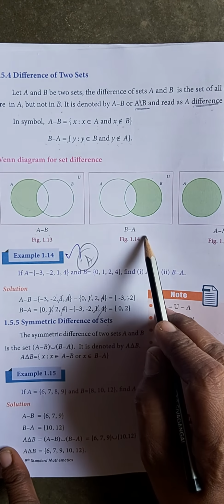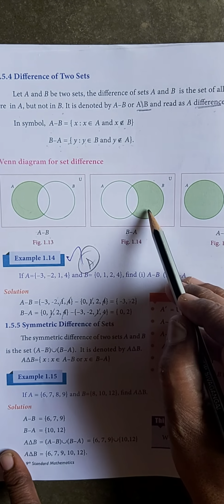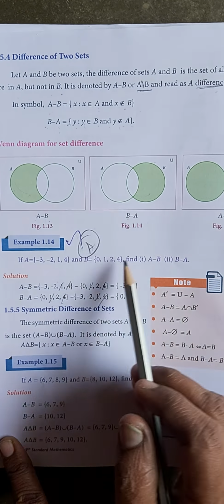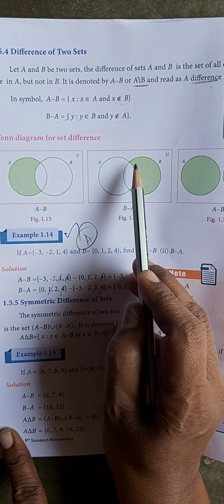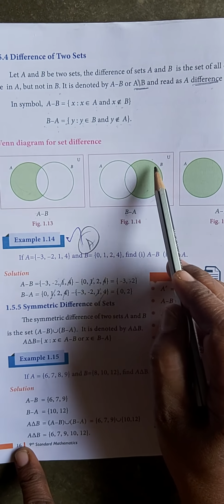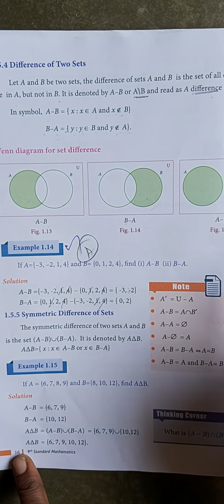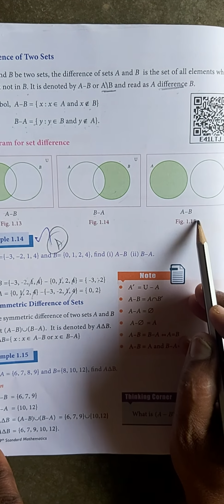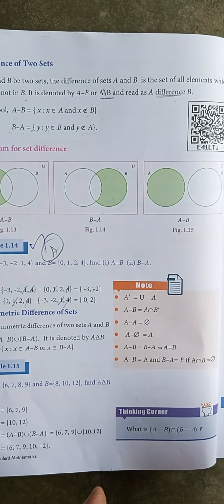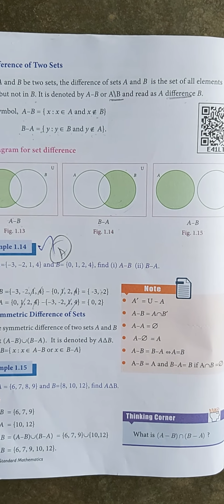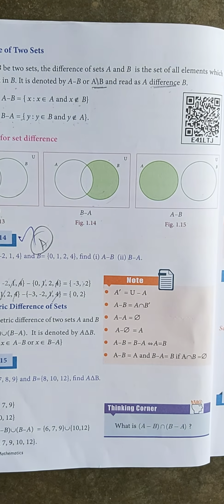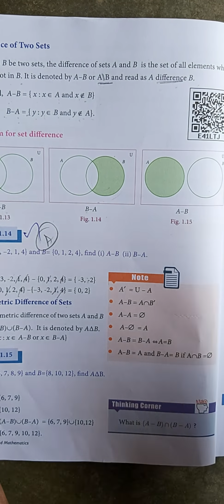Next, B minus A. You shade B, and the place where A overlaps, you remove. Here A is coming, so this part you remove, and the other places you shade. Next, A minus B: if common values are there, you use this. But if there are no common values, then the sets are separate, and that is called disjoint sets.